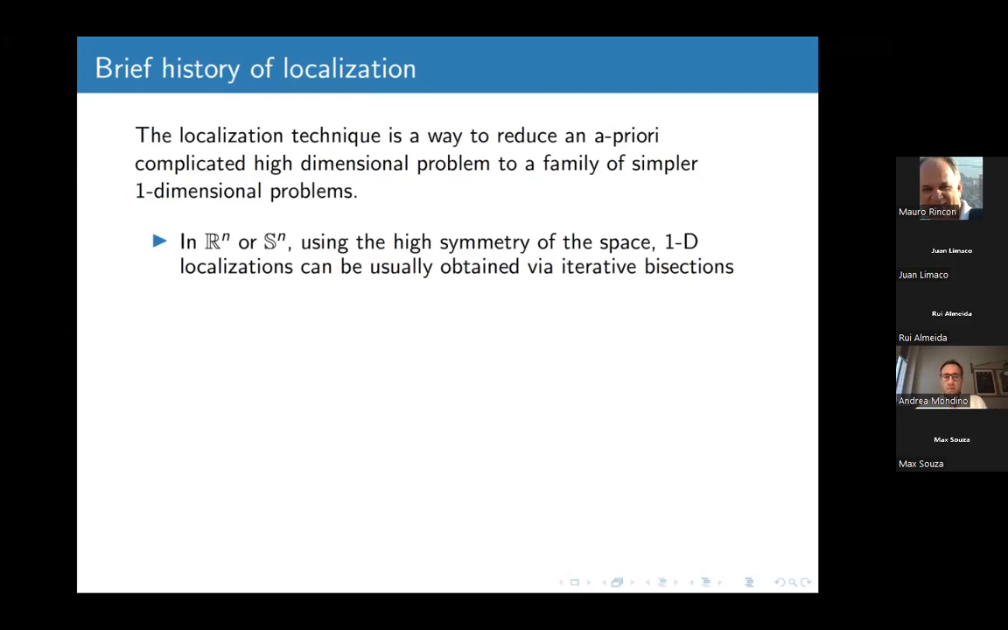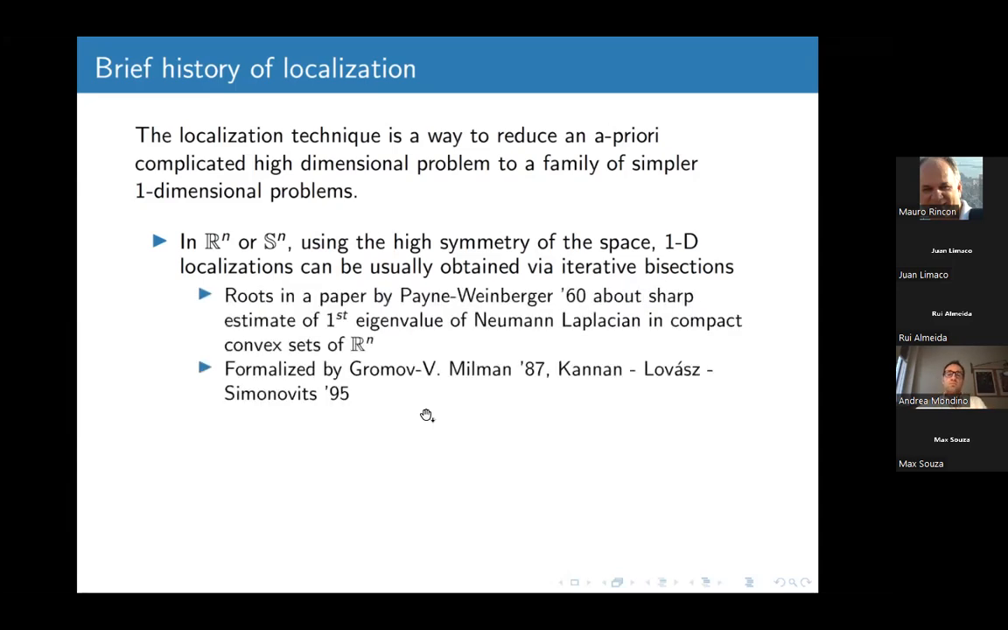Usually, when your ambient space is Rn or Sn, then using the high symmetry of the space, such a localization is obtained usually via iterative bisections. So you bisect countably many times, and after bisecting countably many times, you see that you reduce the dimension by 1, and you keep bisecting countably many times until you reduce by 1 further dimension, and until you have something of dimension 1. This is the rough idea.